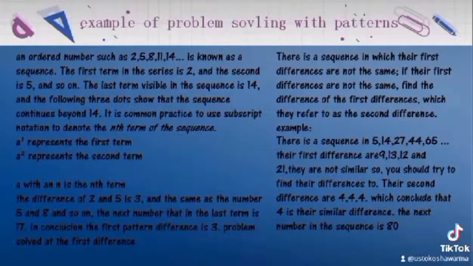So, the difference of 2 and 5 is 3, and the same for the numbers 5 and 8, and so on. The next number after the last term is 17. In conclusion, the first difference of the pattern is 3. Problem solved at the first difference, because the difference is 3.